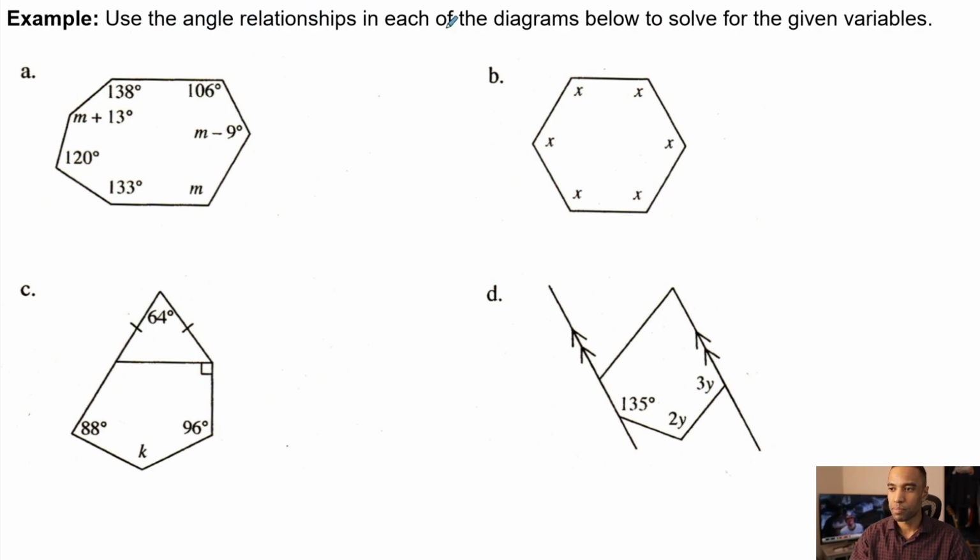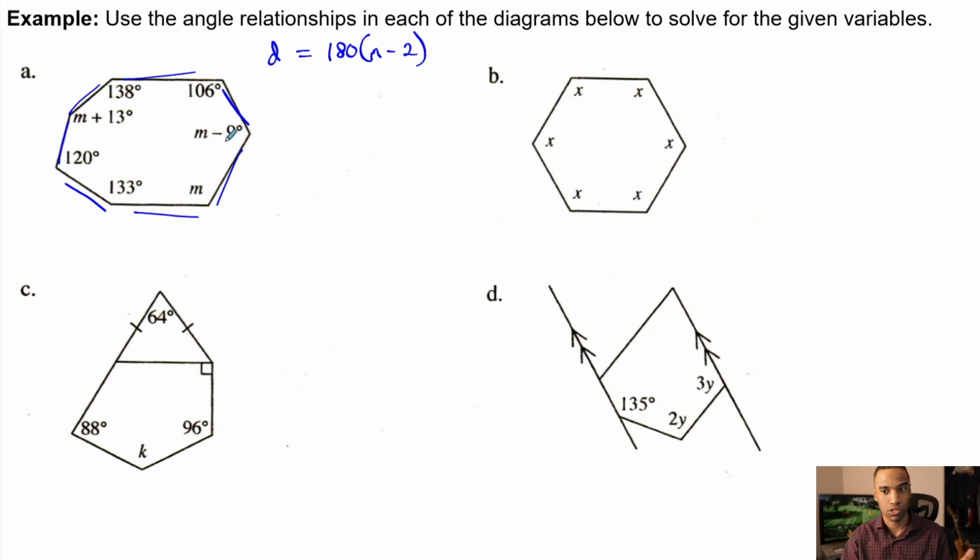Use the angle relationships in each of the diagrams below to solve for the given variables. Let's look at part A, and I'm going to rewrite this one more time. D equals 180 times n minus 2. Let's figure out what m is based on looking at, this is a 1, 2, 3, 4, 5, 6, 7-sided shape right here. A 7-sided shape actually has 5 triangles in it. Whether or not you want to draw them, that's not the end goal that we're going to do here. But what we are going to do is figure out what the interior angle sum of a 7-sided shape is by doing 180 times 7 minus 2. 7 minus 2 is 5.